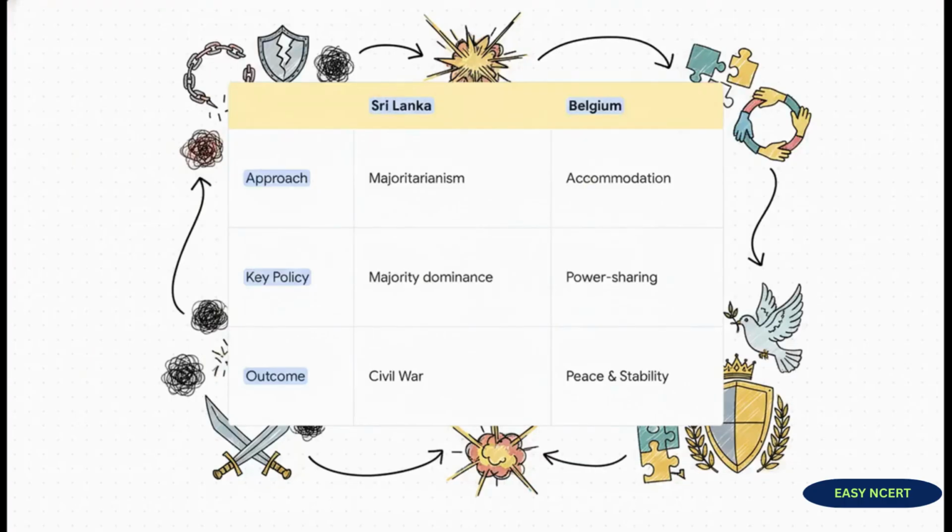I mean, look at this contrast. Sri Lanka's approach was majoritarianism, where the main policy was just majority dominance. The outcome? Civil war and total instability. Belgium, on the other hand, chose accommodation, with a policy of power sharing, and their outcome, peace and stability. The difference could not be more clear.